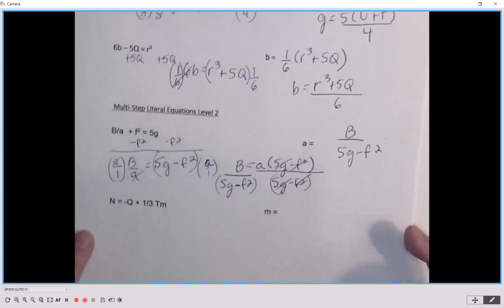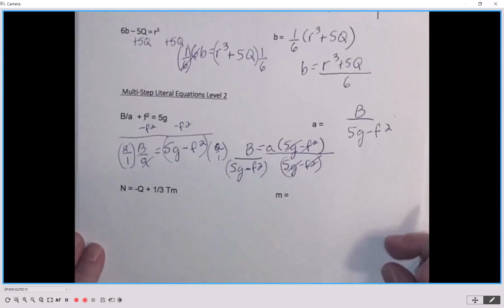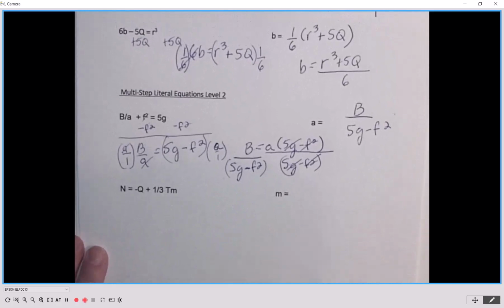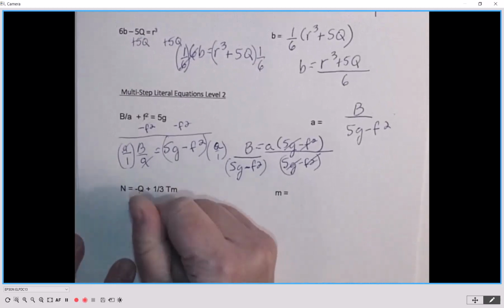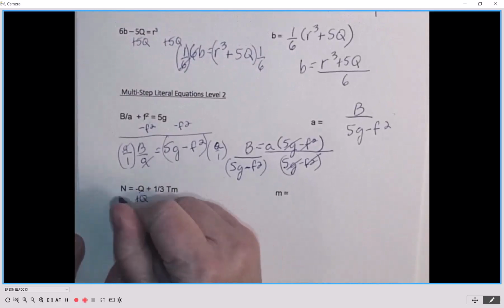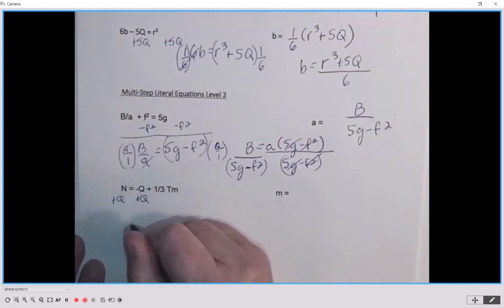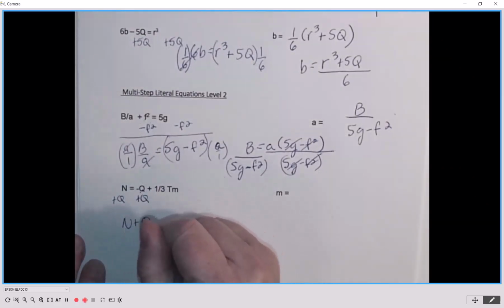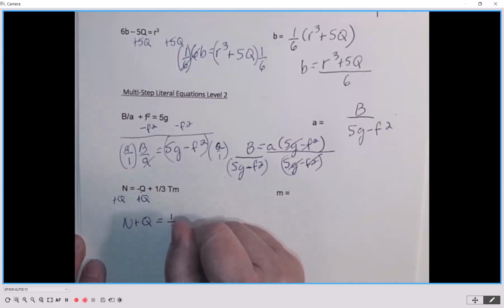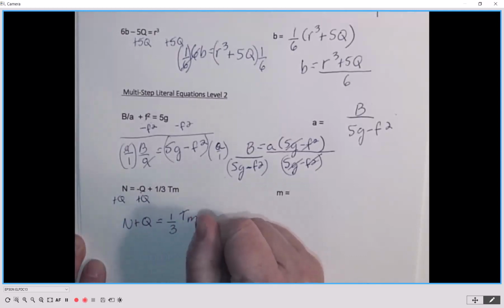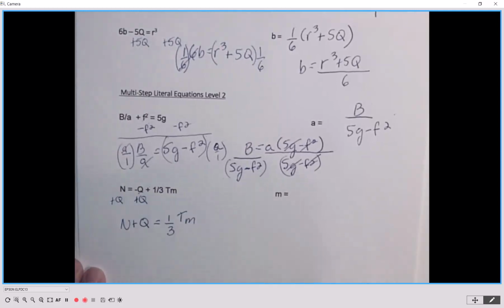All right, let's move on down to this next one. Just take it slowly. Focus on the things that you can start with. I have a negative q, so I'm going to add a positive q to both sides. So n plus q equals 1/3 times t times a little baby m.